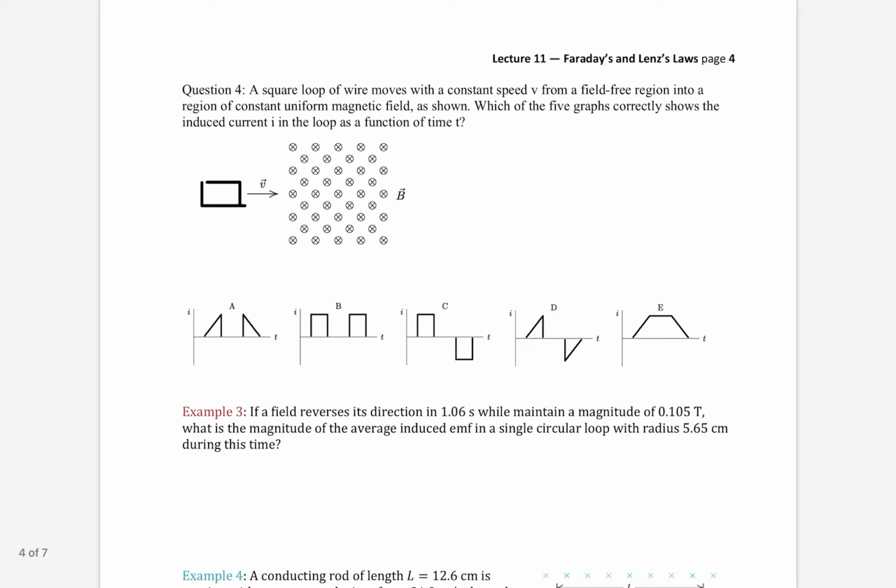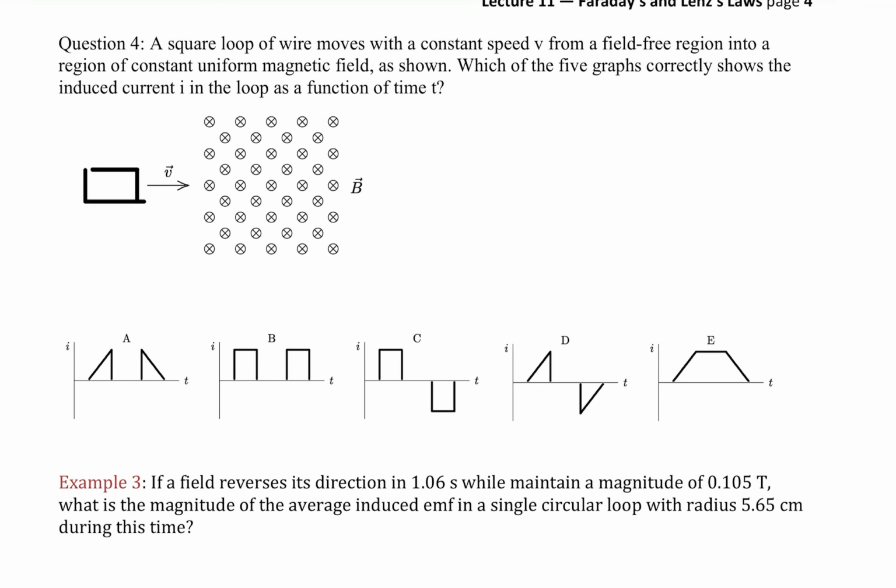Let's do our last concept question. All right, so this is a fun one. A square loop of wire moves with a constant speed, v, from a field-free region into a region of constant uniform magnetic field, as shown. Which of the 5 graphs correctly shows the induced current in the loop as a function of time? It not only moves into the field, it moves back out of it. So this loop is going to move into the field, it'll be in the field, still moving at constant velocity, and then it's going to move out of the field. So we need the graph that matches that phenomenon.